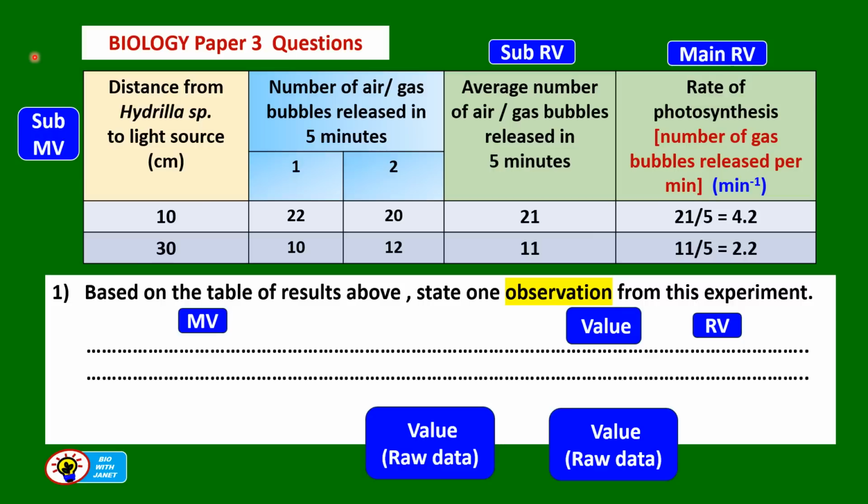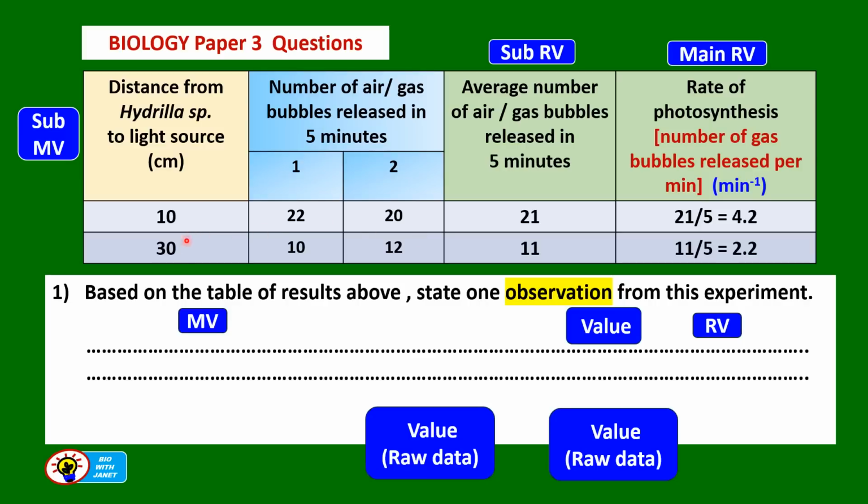Now let's go on to some of the questions that can be asked in the biology paper 3 SPM exam. Practice makes perfect, so let's try answering these questions. I've given here a sample result taken from the previous slide. I only chose 2 different distances, because in the exam they cannot test you on so many distances like 10, 20, 30, 40, 50. There's no time to try out all this. So maybe 2 or 3 values for the distances will be used for you to find the responding variable or the results, for you to attempt the experiment.